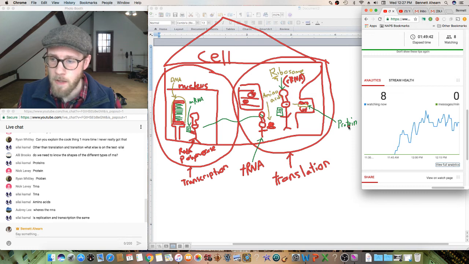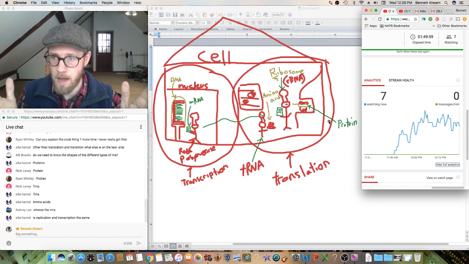Okay, so Soleil, is replication and transcription the same? No. No, they are completely different processes. They are done for very different reasons. The only similarity between replication and transcription is that they both involve opening up the DNA in order to make a copy of something. That's the only similarity they have, right?